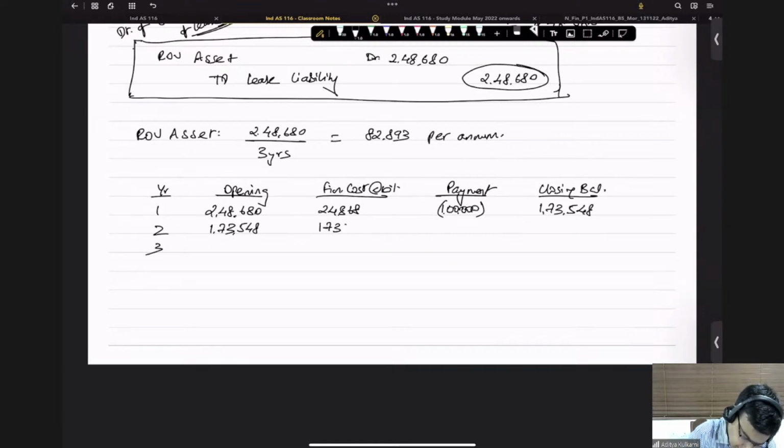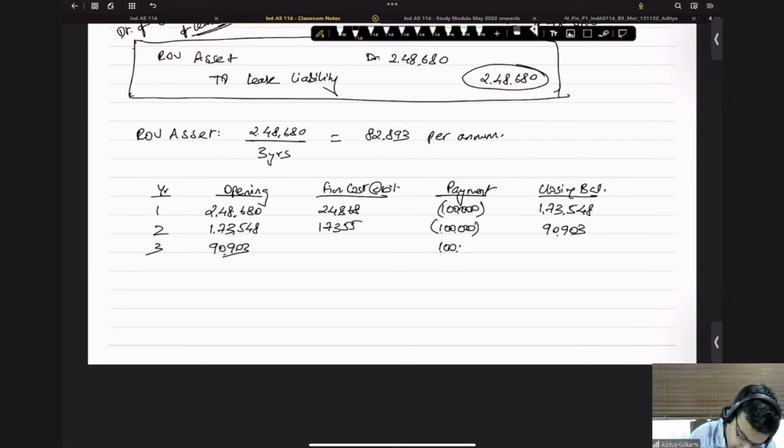Finance cost 17,355. Again, you are going to make a payment of 1 lakh. So plus 17,355 minus 1 lakh. So 90,903. Okay.